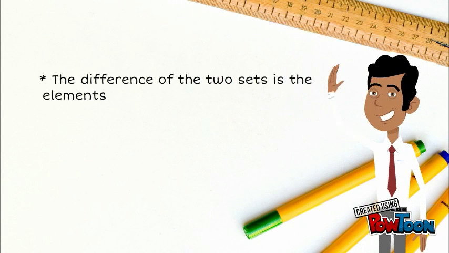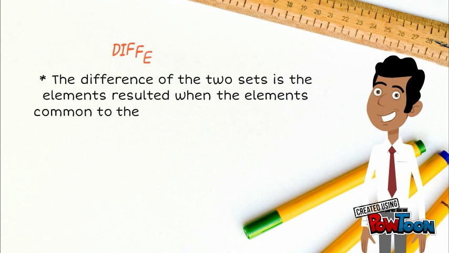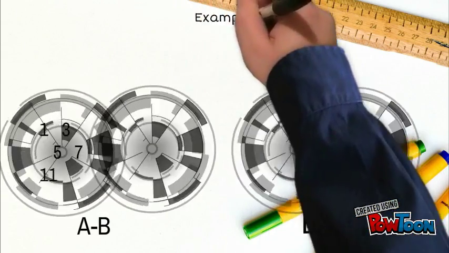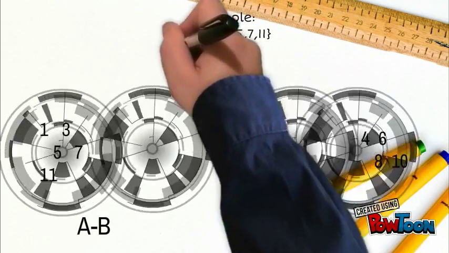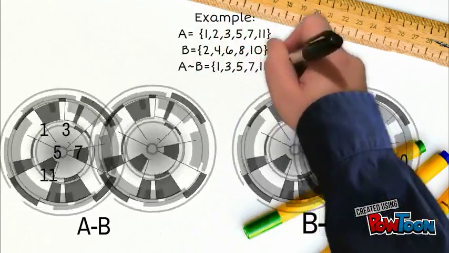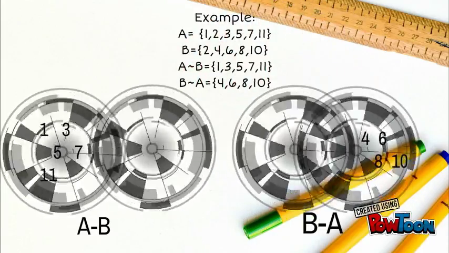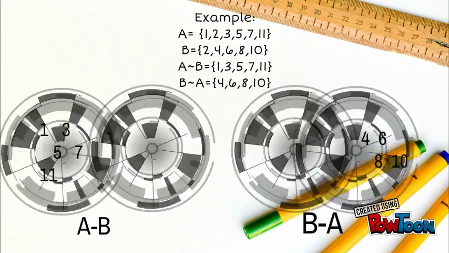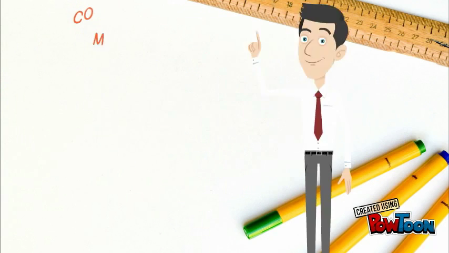Difference of sets. The difference of two sets is the elements resulted when the elements common to the two sets are subtracted from the minuend set. For example, set A is equal to {1, 2, 3, 5, 7, 11}. Set B is equal to {2, 4, 6, 8, 10}. Set A minus B is equal to {1, 3, 5, 7, 11}. Set B minus A is equal to {4, 6, 8, 10}.